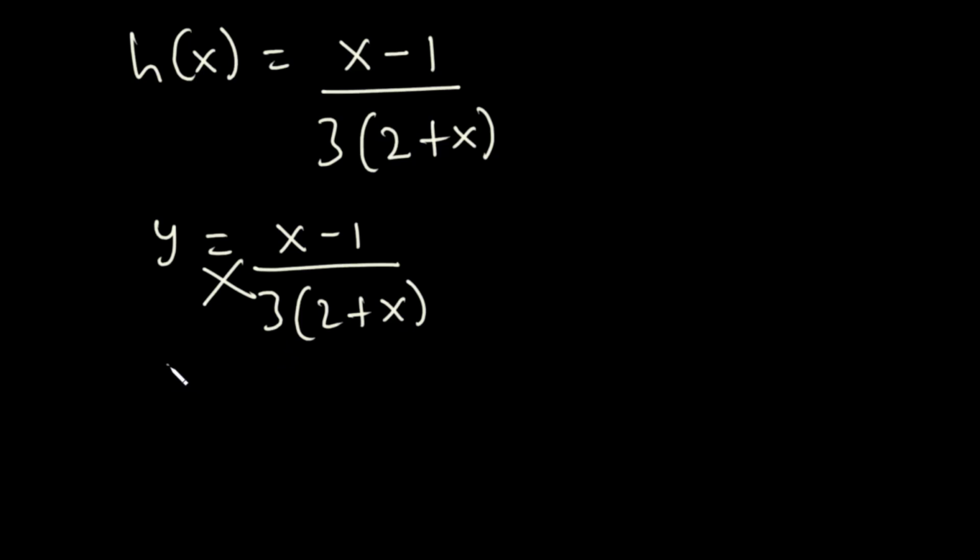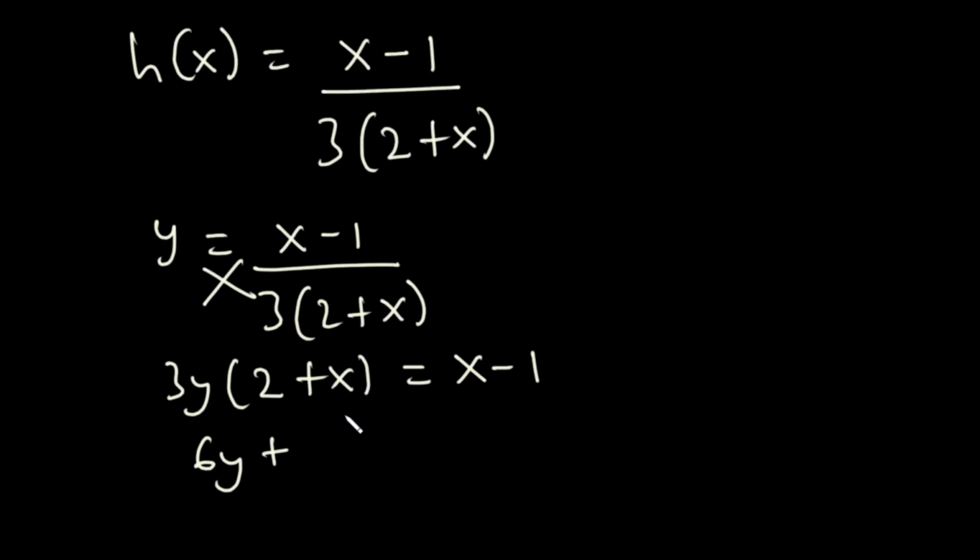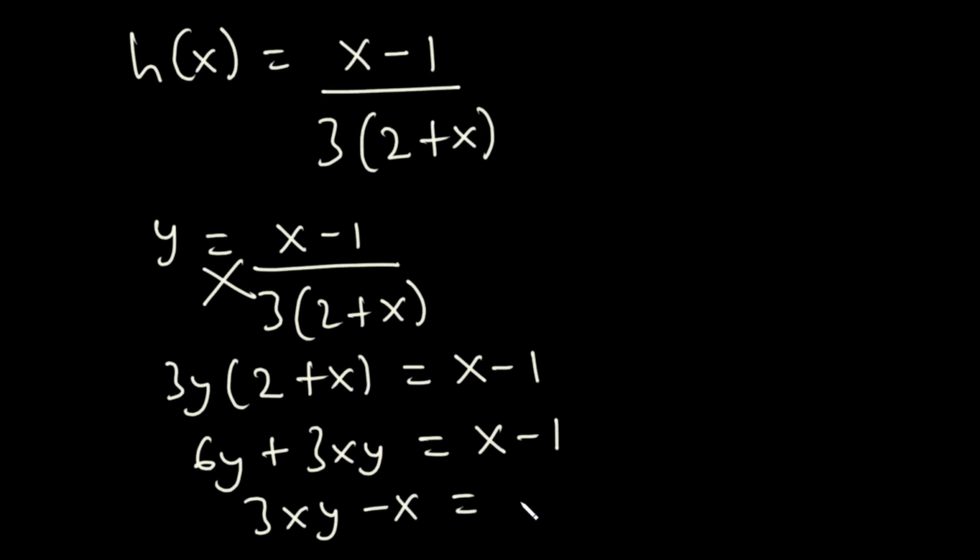So we are going to have 3y times (2 plus x) equal to x minus 1. 3y times 2 is 6y, and then 3y times x is 3xy, and it's equal to x minus 1. Because we are interested in x, we would like to group x on one side. So we are going to transpose x to the left hand side and 6y to the right hand side. So it's going to be 3xy minus x equals negative 1 minus 6y.